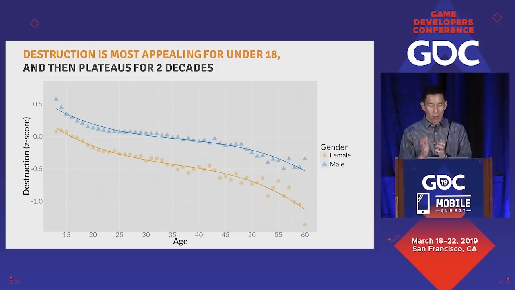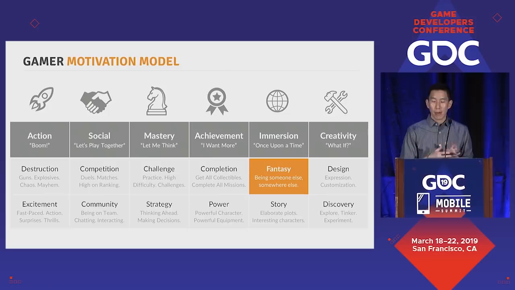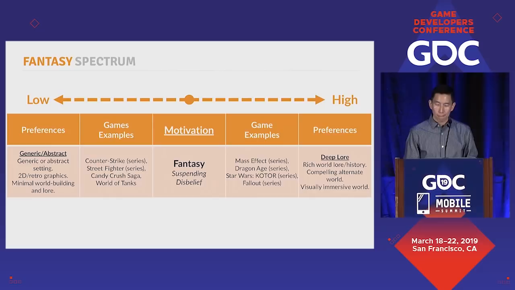Fantasy. The immersion pair is about being part of the game world in different ways. So fantasy is the willingness to suspend disbelief and be transported to an alternate reality, the desire to become someone else, somewhere else. It's about the psychological teleportation to another world, and it hinges on the richness of that alternate world, its lore, its scope, and its visual design. So in our data, games like Mass Effect and Dragon Age scored highest on fantasy. Again, games with rich worlds and history and lore.